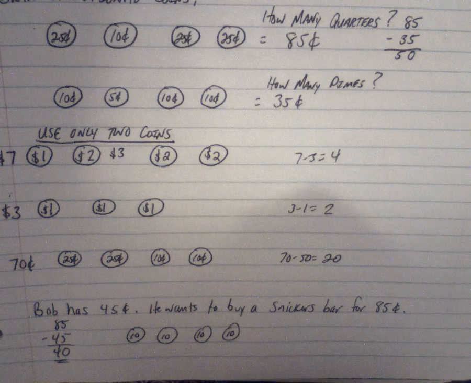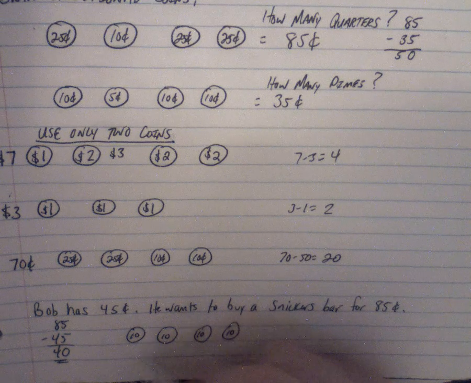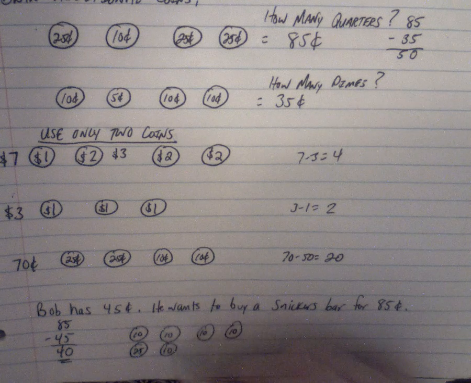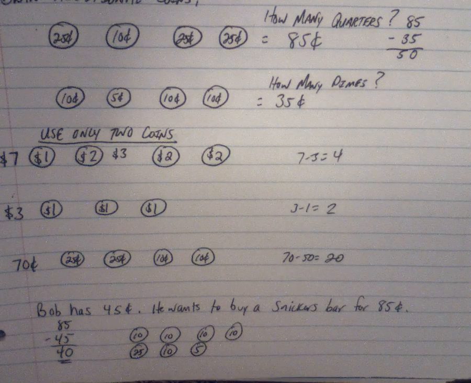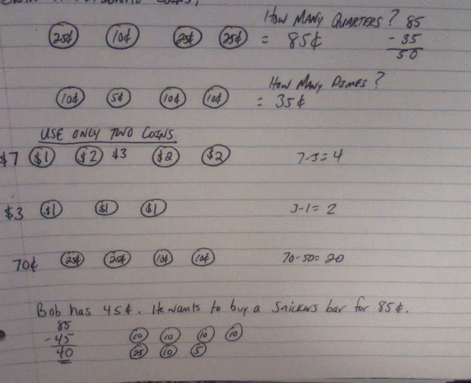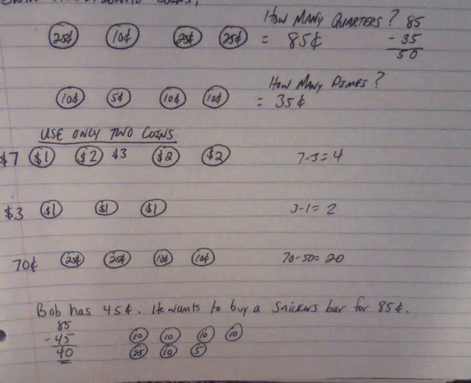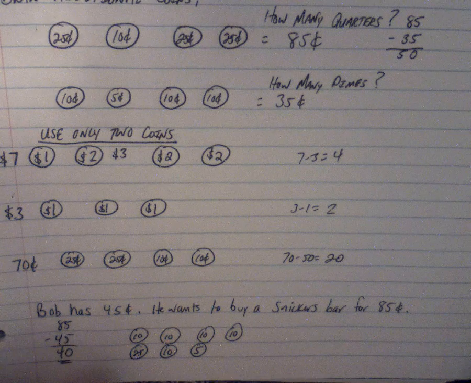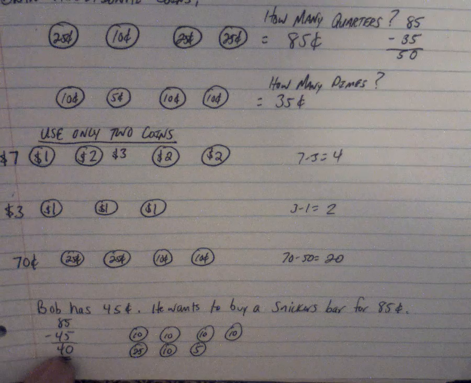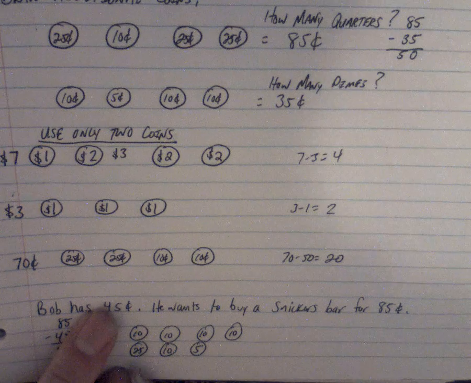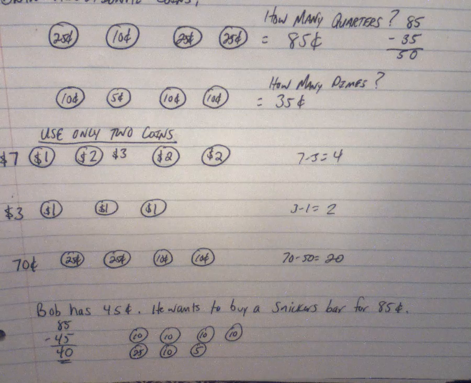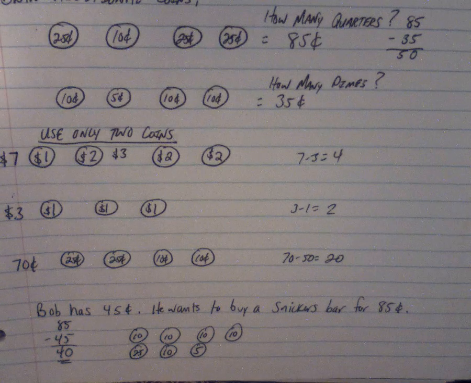That would be 40. Is there another combination I can use? Absolutely. What if I did 25, 35, 40? Okay? Are there any more combinations? There are. It involves a lot of nickels. But those are two of the common scenarios on how to get to an extra 40 cents. So if Bob has 45 and he has an extra quarter, dime, and nickel, he can buy the Snickers bar for 85 cents.